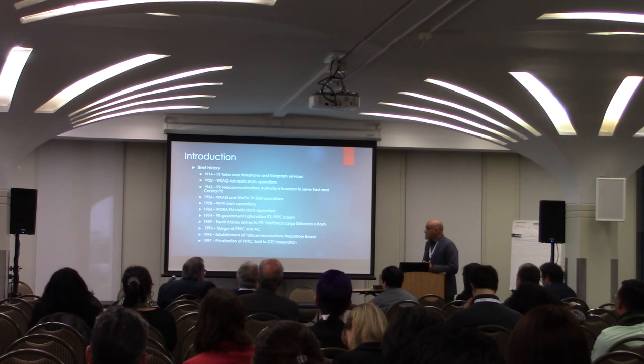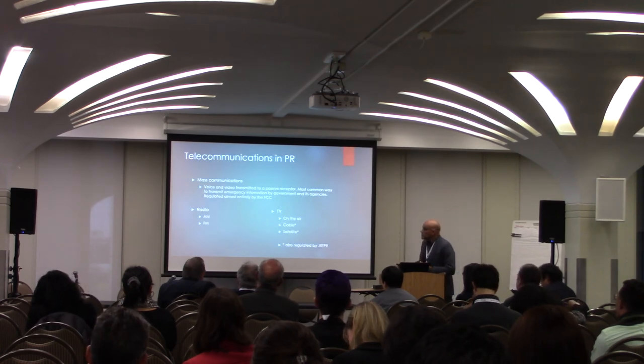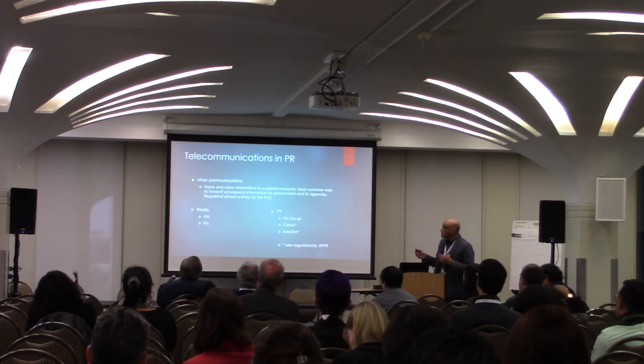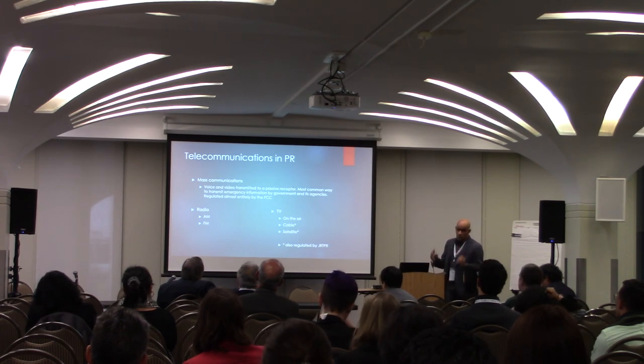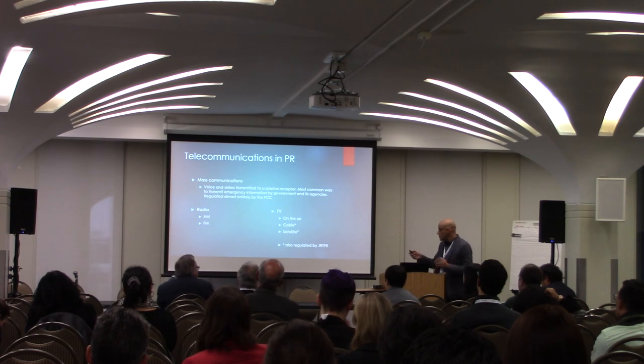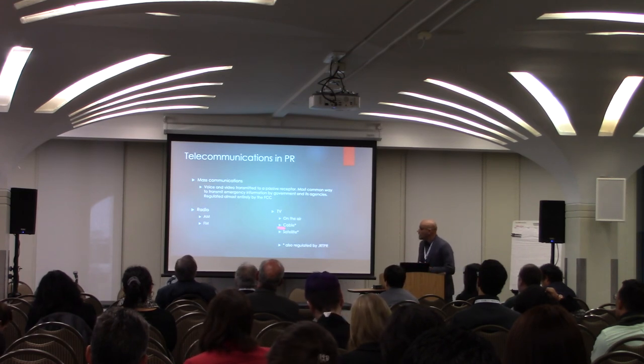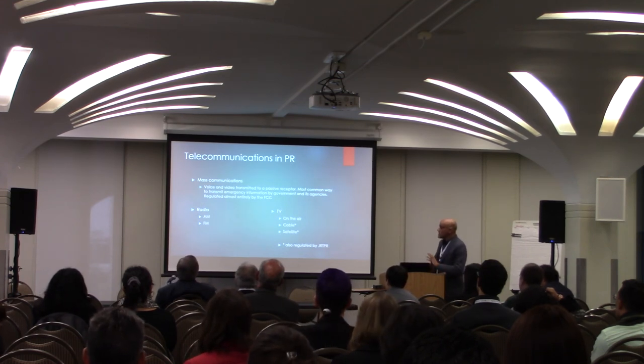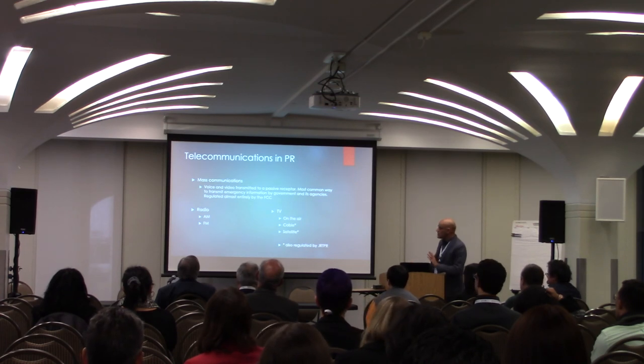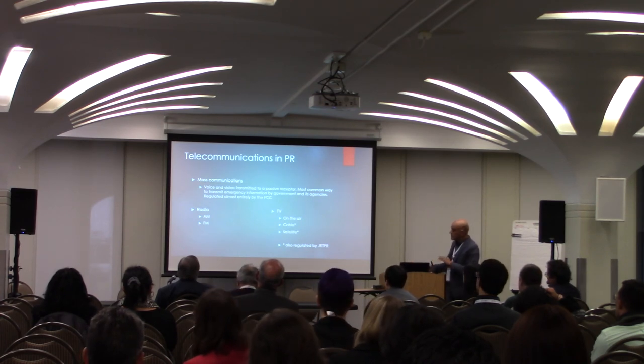So when we think about telecommunications, we think about mass communications. We have one emitter to many different people. So we will have radio, AM and FM, and TV, and we have air, cable, and satellite.